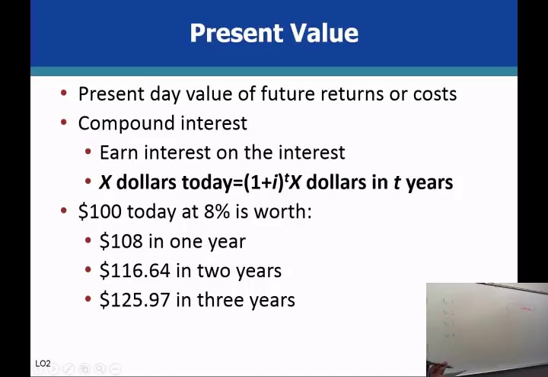Times 4, another 4. So that would be year 1. So they would get 104, and that's in principal, raised to the 4th for 4 years.